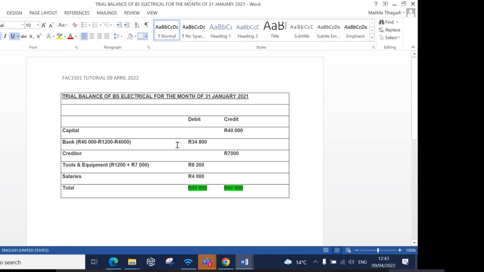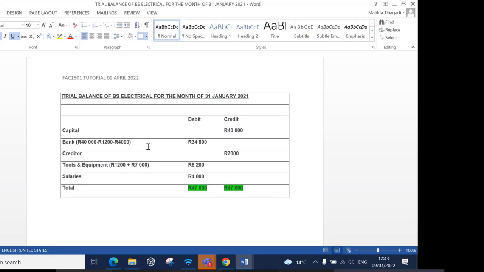Do you understand why tools and equipment is 8,200? This was summed up in the general ledger. Remember, the general ledger is taking everything that happened for that account for that month, summing it up to get a balance for that month.